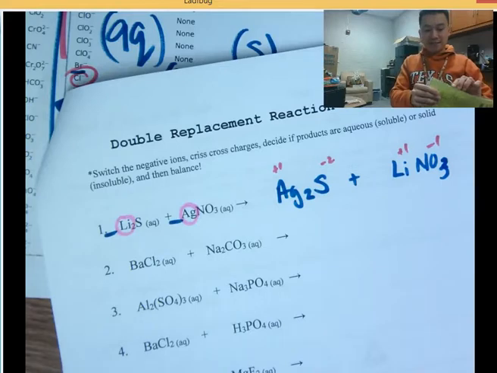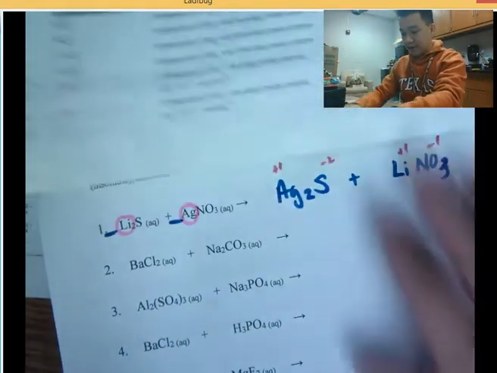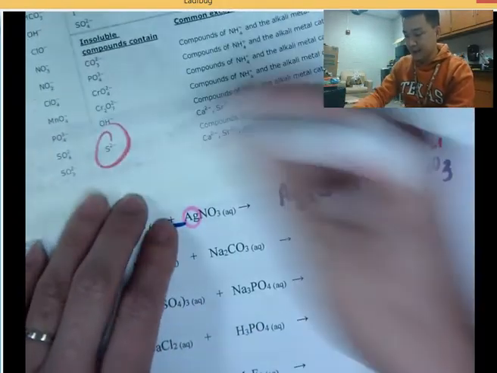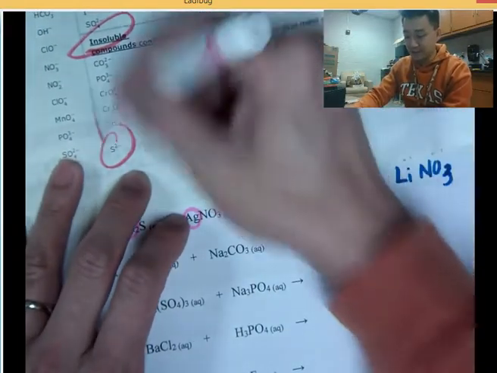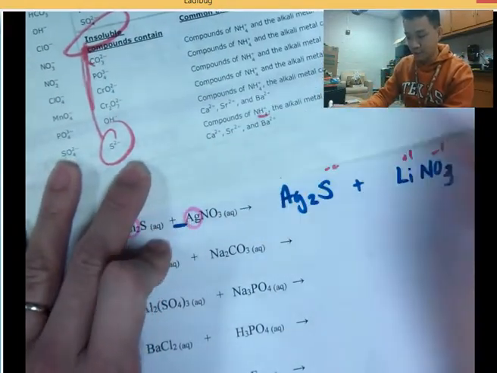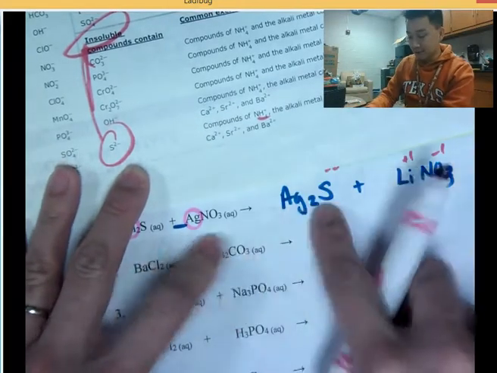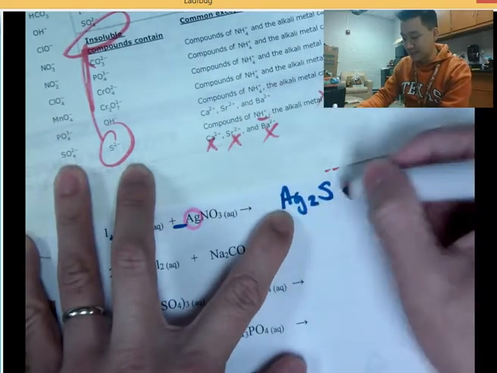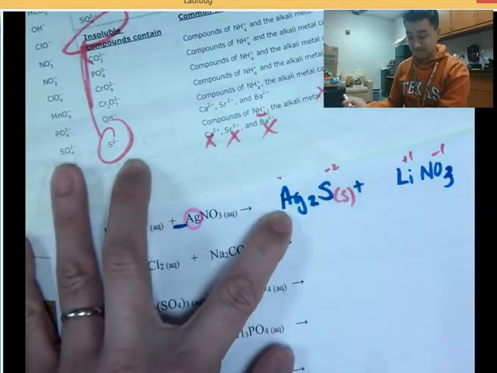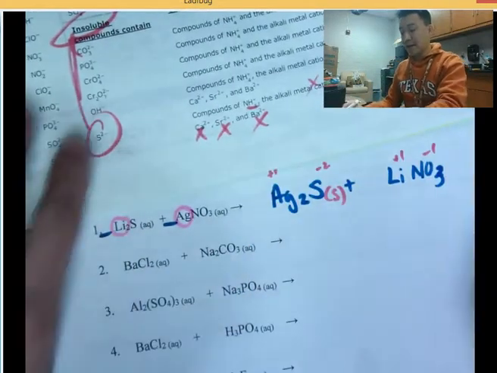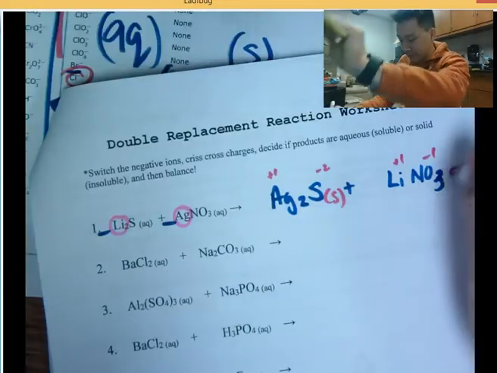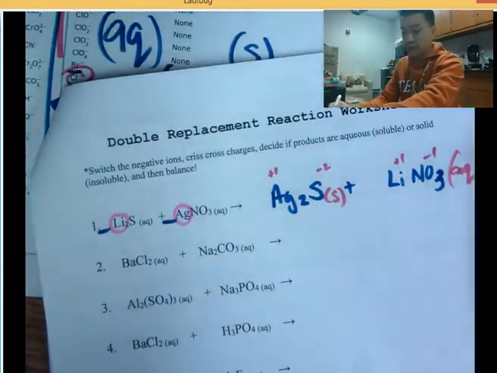Okay, let's check our solubility rules. And Ag2S, is it solid or aqueous? S here is insoluble. Remember, S here is insoluble. Is it with NH4? No. Is it with Ag? It's with Ag. So it's not an alkaline metal. It's not calcium. It's not that. So it stays a solid. So that's insoluble. LiNO3. NO3 is there. They're all soluble. So this is aqueous. So this reaction will occur.